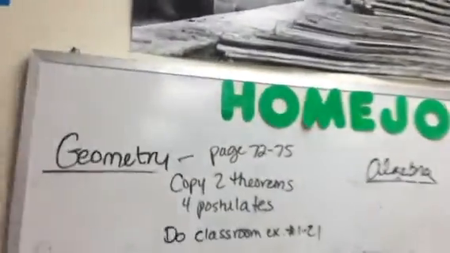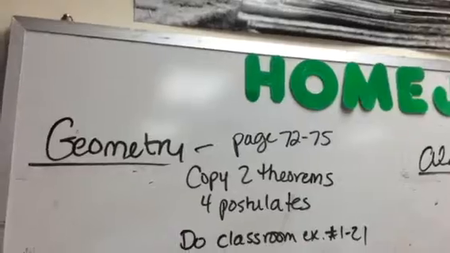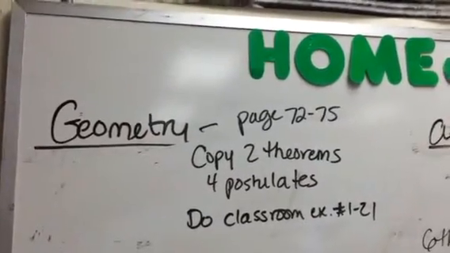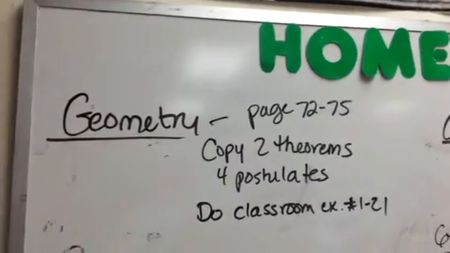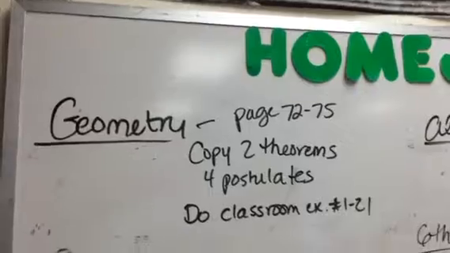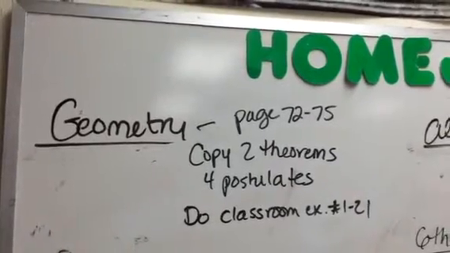What you're going to do is copy the theorems on pages 72 to 75. You're going to copy the two theorems and the four postulates in your book. You're going to copy the notes from today's video, and you're going to do classroom exercises numbers 1 through 21.